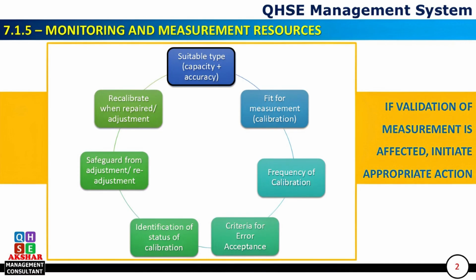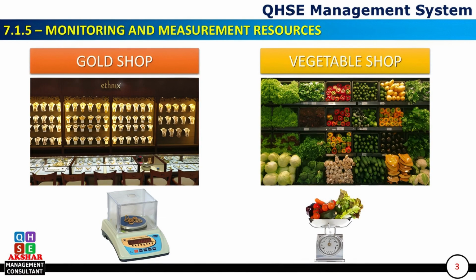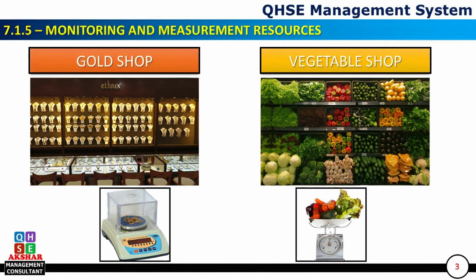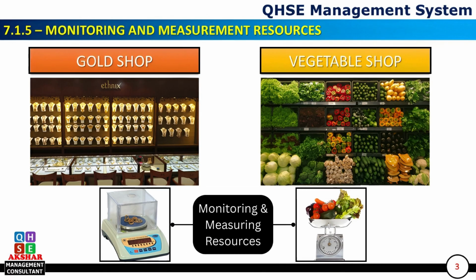Let us understand with an example. In this picture, one is a gold shop and another is a vegetable shop. The products at the gold shop are gold jewelries, and the products at the vegetable shop are fruits and vegetables. If one buys the gold jewelry, the invoice amount is calculated based on the weight of the gold. If one buys the vegetables, the invoice amount is calculated based on the weight of the vegetables. It means the weighing balance is used to determine the weight of the product at both shops. So the weighing balance is called the monitoring and measuring resource in this example.